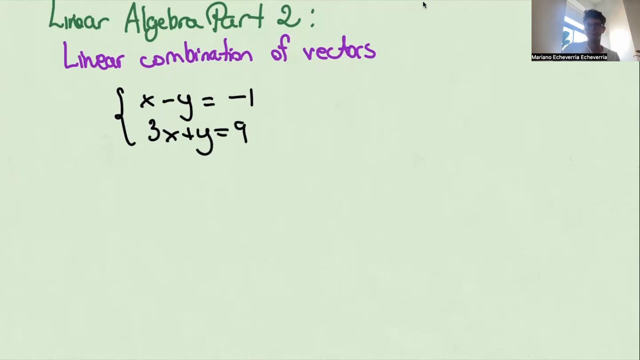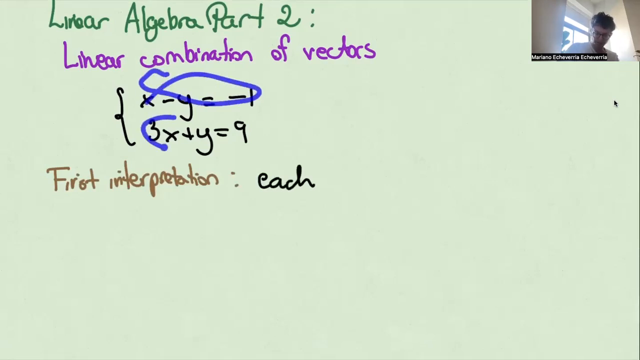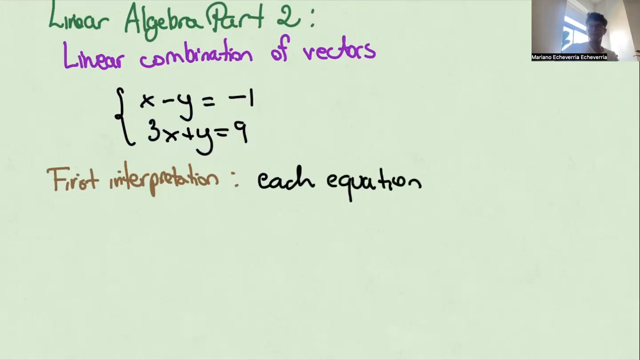So when you look at a system of equations like this, there were two interpretations we were giving to this system of equations. The first interpretation is that each equation here represents a line. Each of these would be the equation of a line, and so solving the system is asking where the lines intersect, whether the lines intersect or not.